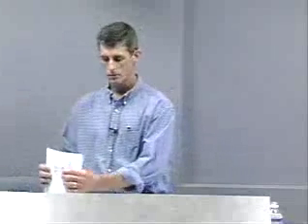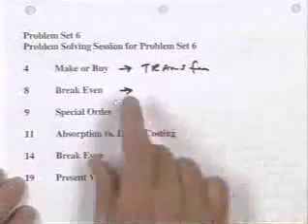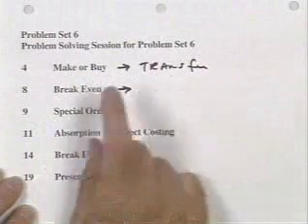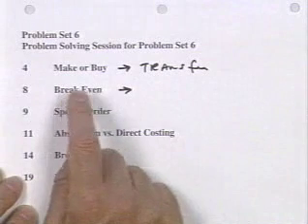So much for question number 4. Back to our roadmap. So our roadmap, the first one, make or buy and kind of transfer pricing issues. Next one is a break-even question. And the break-even questions usually are fairly simple. So the break-even question, question number 8.